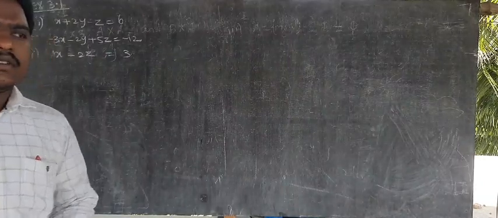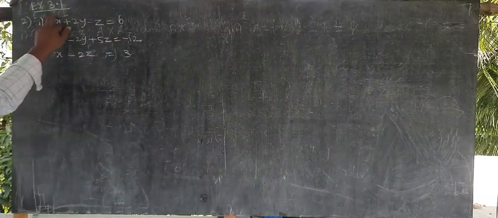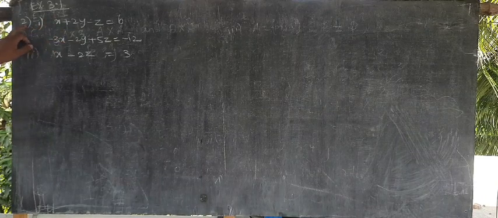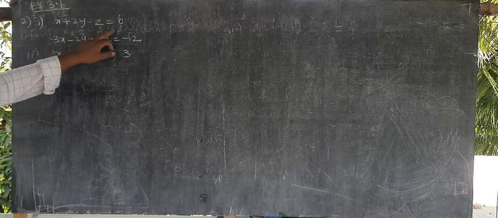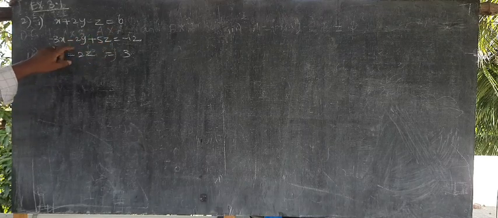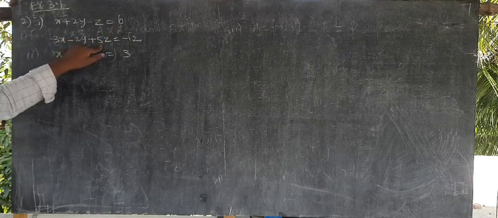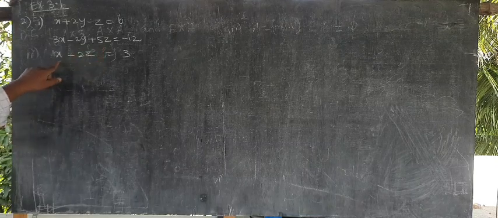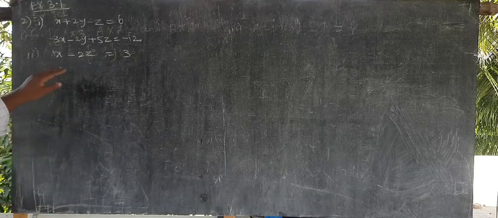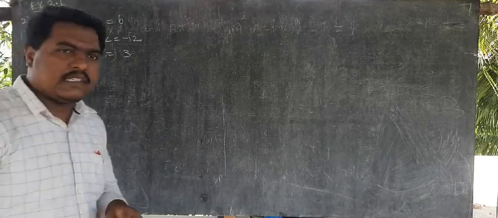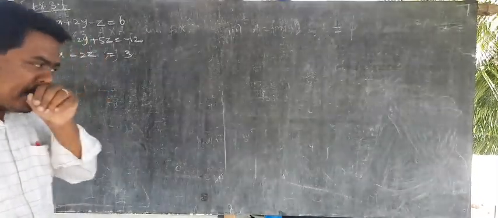Good morning, students. Exercise 3.1, sum number 2, subdivision 1: x plus 2y minus z equal to 6, minus 3x minus 2y plus 5z equal to minus 12, x minus 2z equal to 3. The sum heading is: discuss the nature of the solution.